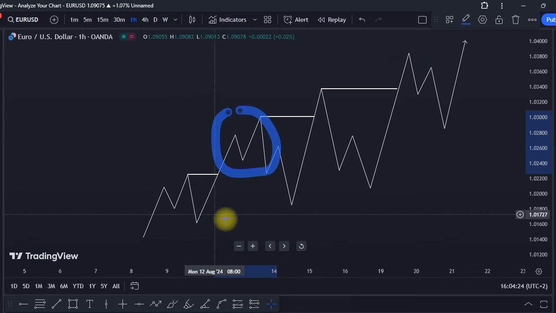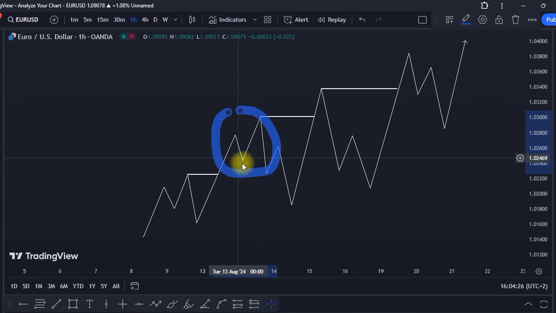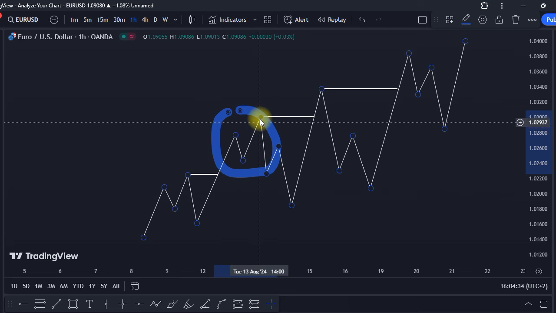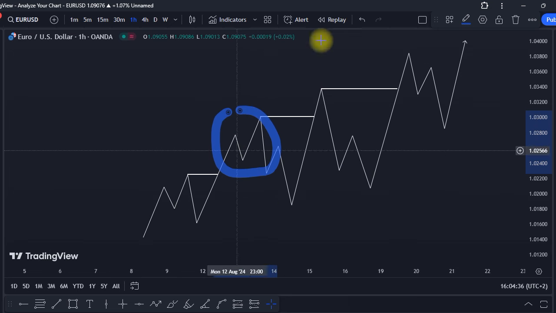So here what we can see is we have some sort of a push, and then a retracement, and then a push to the upside. Now it's possible for someone to believe that, okay, here this is a break of structure.